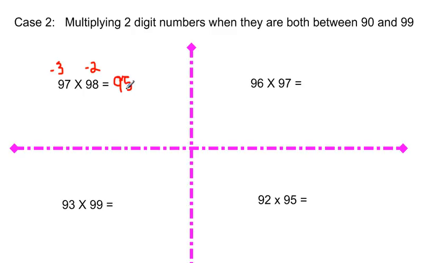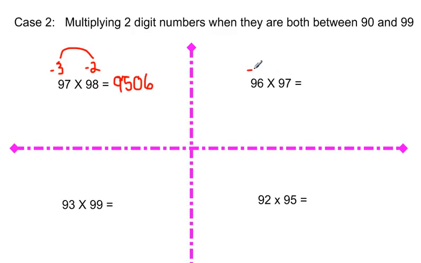Now, because my numbers are close to 100, I have 2 more digits because 100 has 2 zeros in it. Therefore, I'm going to multiply this 3 times this 2, and a negative times a negative is a positive, so 3 times 2 is going to be 06. So when I take 98 and multiply it by 97, I'm going to get 9,506. Cool technique. So let's try this one.